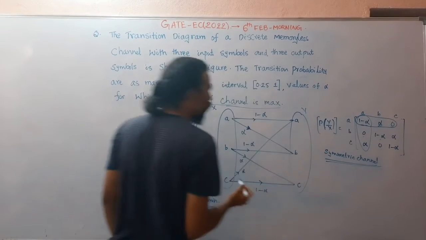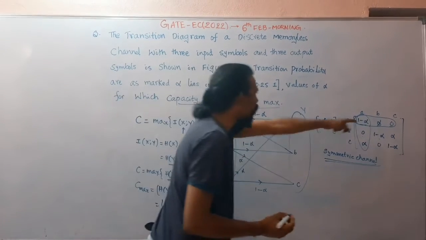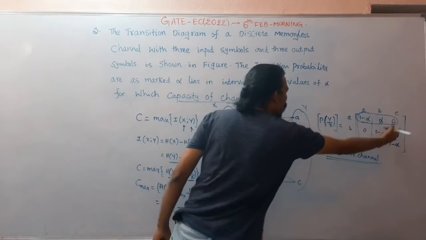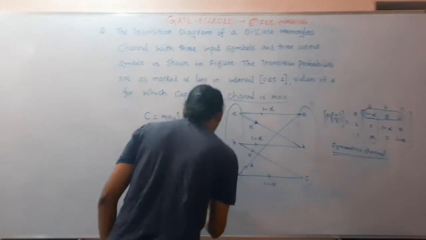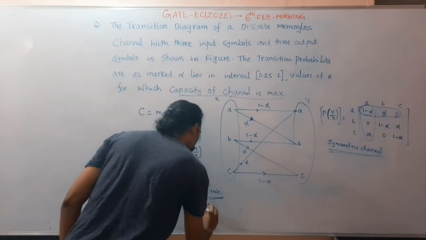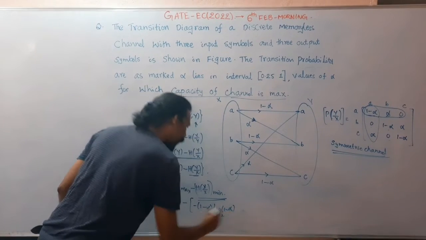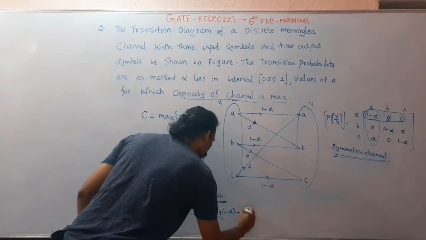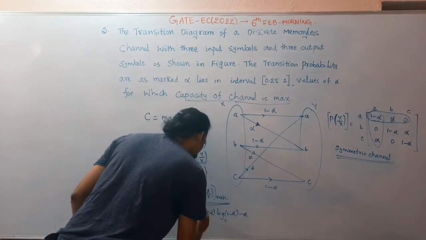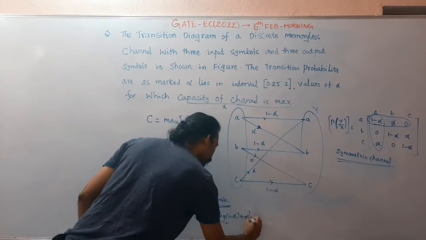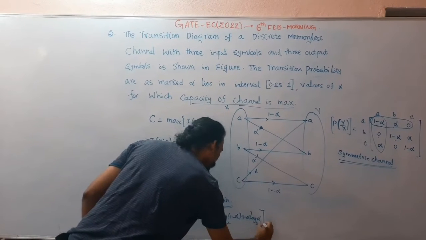Entropy of any one of the rows or columns. If you calculate the entropy of this row, what will you get, my dear friends? It is minus (1 minus alpha) into log of (1 minus alpha) base 2, and next, minus alpha log base 2 of alpha.